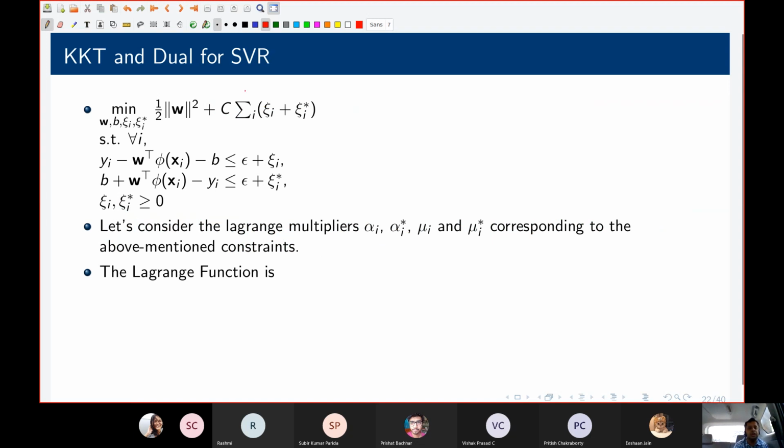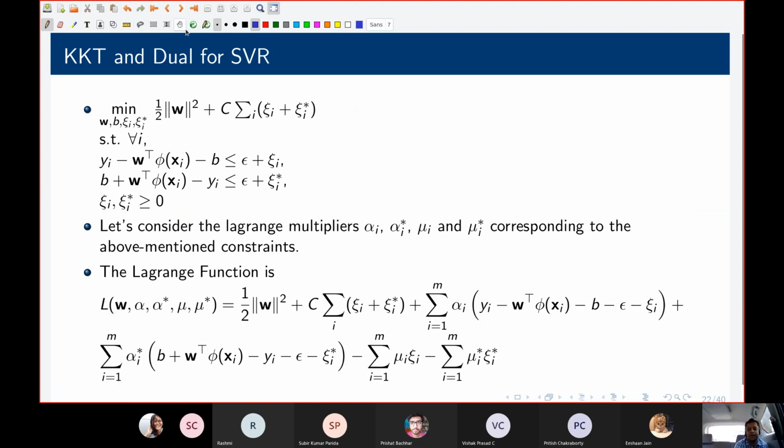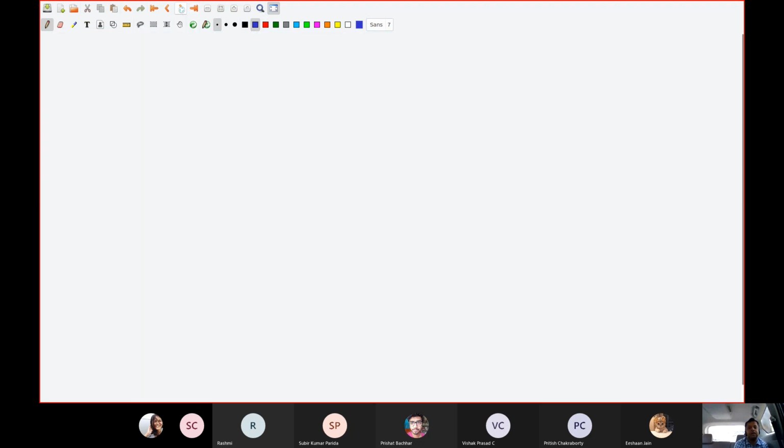So this is the original, this is the primal. How do you go from the primal to the dual? What does the Lagrange function look like? And what does the dual problem look like? And then what are the KKT conditions?